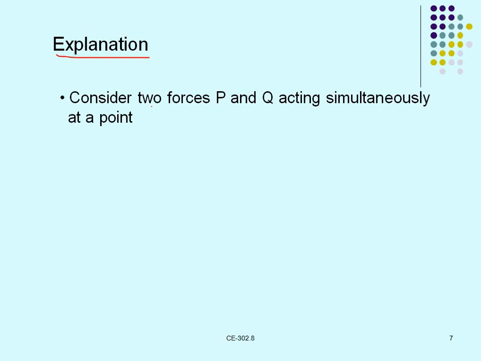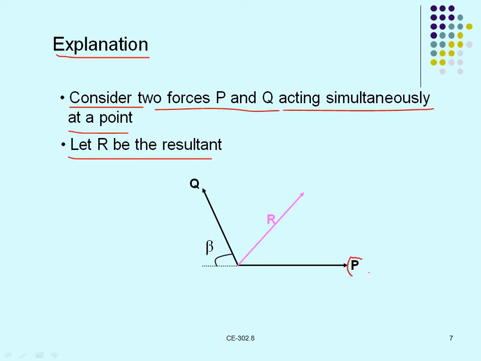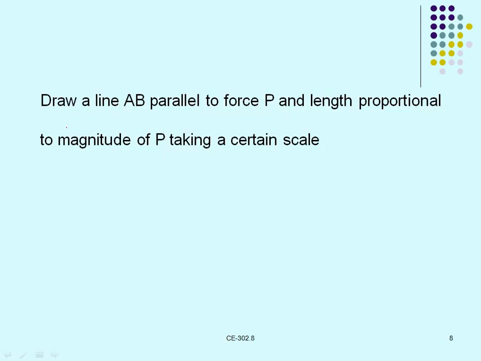So, explanation: consider two forces P and Q acting simultaneously at a point. Let R be the resultant. So here you can see the forces P and Q, and R is the resultant. Beta is the angle in between the two forces P and Q. Draw a line AB parallel to force P and of length proportional to the magnitude of P, taking a certain scale.